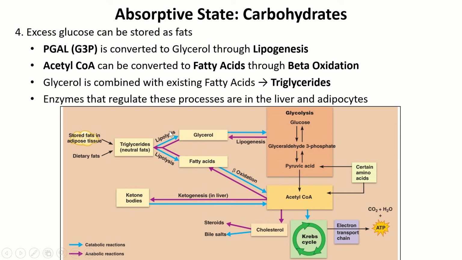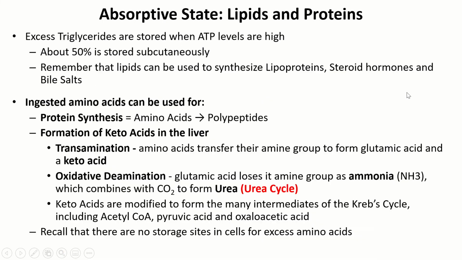And those fatty acids themselves, once again, can combine with glycerol to make triglycerides. I know you can see the words lipolysis here. Ignore those for now. What that's referring to is what the blue arrow is showing you. So lipolysis is going to be the reverse of everything we're talking about here. So lipogenesis and beta oxidation helping us to form glycerol and fatty acids from excess carbohydrates. The idea here is that this is going to be enzymatically regulated, and most of these enzymes are in the liver and the adipocytes, and this is, of course, where these fats are going to be stored.